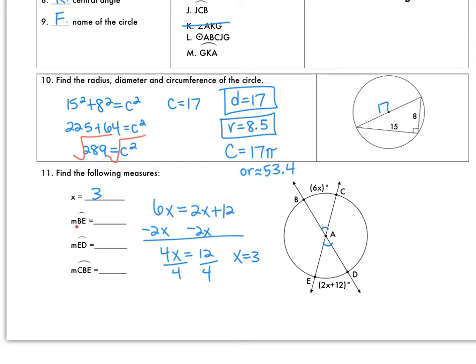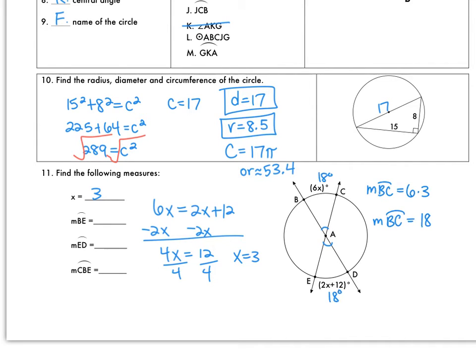Now we want to find the measure of arc BE. So again, that's the central angle measure. So BE is this guy right here. So in order to find that guy, we actually need to find this one first. So to find the measure of arc BC, that's going to be equal to 6 times what we found for x, which is 3. So the measure of arc BC is 18. 6 times 3. And so that means this one is 18 as well. So we've got 18 degrees and 18 degrees.